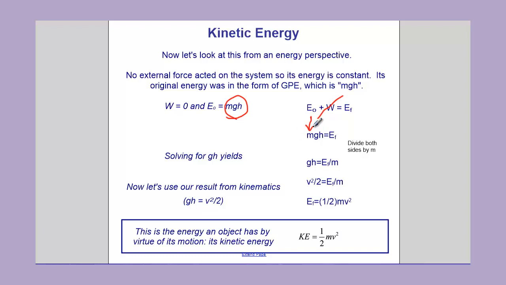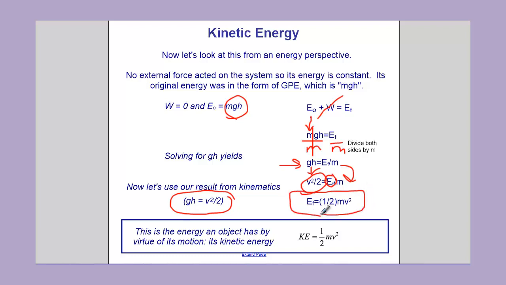So now we want to solve for gh. So we would divide by m on both sides, which gives us this. So now if we look at our result that we got before, we said that gh equals v squared over 2. So now they took the gh and they replaced it with v squared over 2. And they made it equal to what gh equals over here. Now, to get the energy by itself, they multiplied by m, and they ended up with our equation right here, which is our equation for kinetic energy.